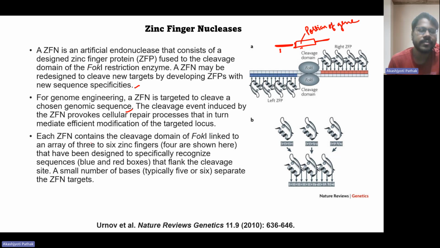Each zinc finger nuclease contains the cleavage domain. The cleavage domain is the same as in the FOK1 restriction enzyme, and it is linked to an array of 3 to 6 zinc fingers. Here around 4 zinc fingers have been shown. So this is the FOK1 gene, and it is attached to 3 to 4 genes of the zinc finger protein. We had discussed how the zinc finger protein binds to DNA: there are histidine residues present in the helix, which go and bind to the DNA region.